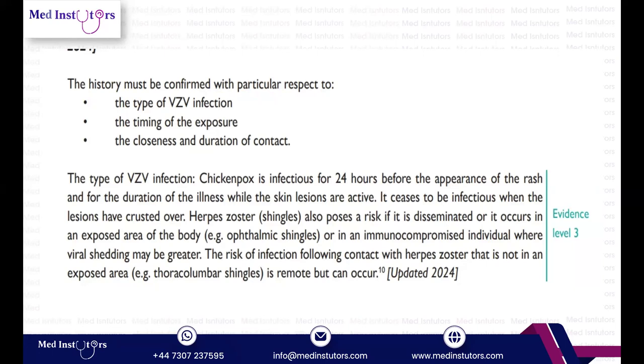Here, in the exam, a tricky question also comes across. A pregnant woman has been exposed to shingles of the thoracolumbar region, but it is her husband's. So tell me whether she is at high risk or low risk for contracting chickenpox in pregnancy. Please comment in the chat box. If a pregnant woman is exposed to thoracolumbar shingles of her husband, is she at high risk or low risk for contracting the disease?